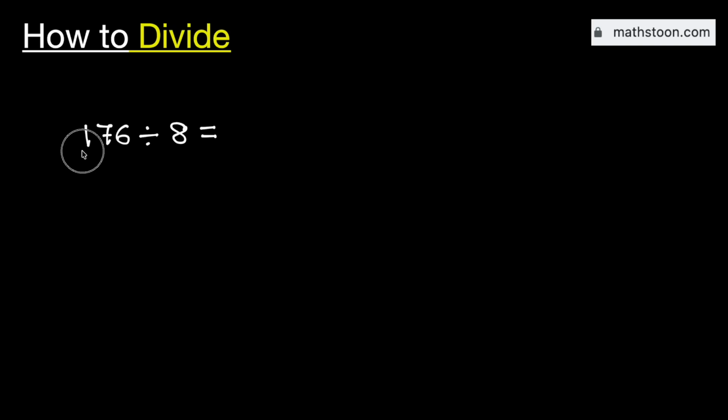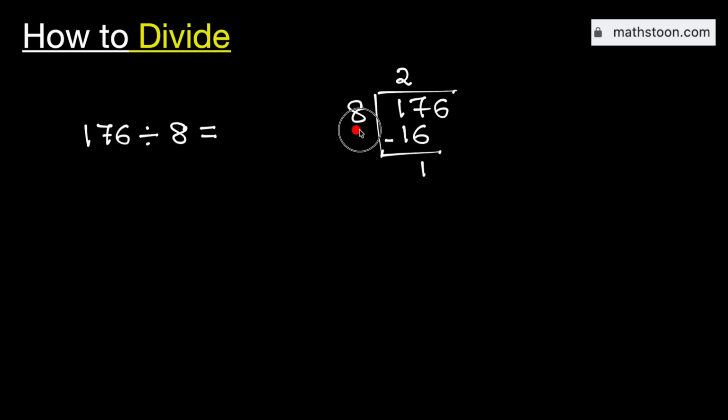Let's learn how to divide the number 176 by 8 using the long division method. Now see that 1 is less than 8, so we will consider the number 17. We know that 8 times 2 is equal to 16. Subtract, we get 1. Now this 1 is less than 8, so we will bring down this 6 here.